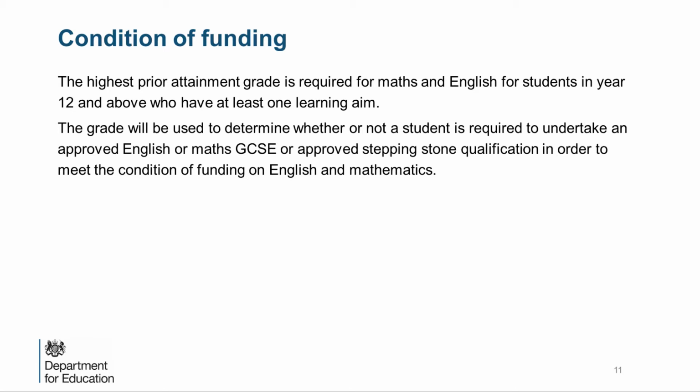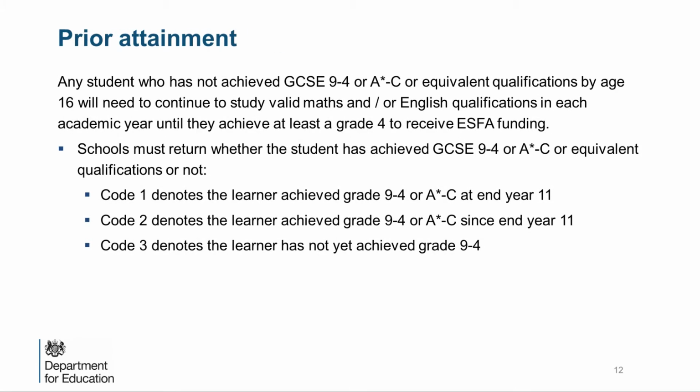For further details regarding the condition of funding, please refer to the Condition of Funding factsheet and School Census tool on gov.uk. The link can be found on the further information slide at the end of this presentation. Schools must return whether the student has achieved GCSE 9 to 4 or A star to C or equivalent qualifications or not. This slide shows the 3 options to choose from. This data is used to determine whether a pupil generates Block 2 funding as part of the disadvantage element of the 16 to 19 funding formula.